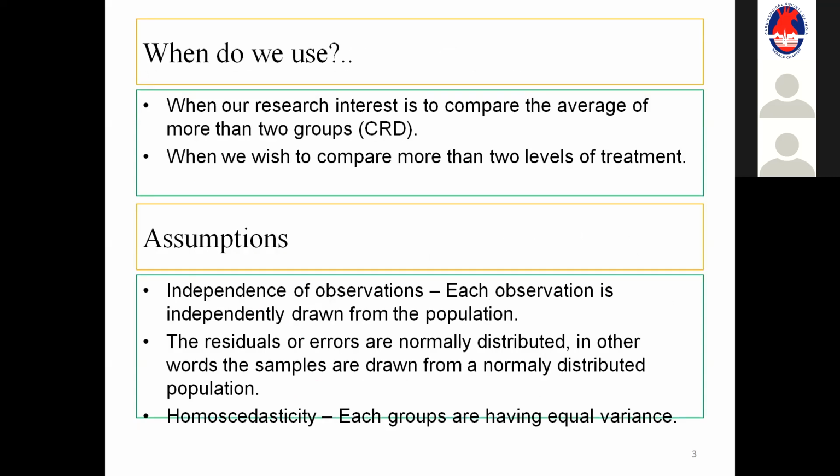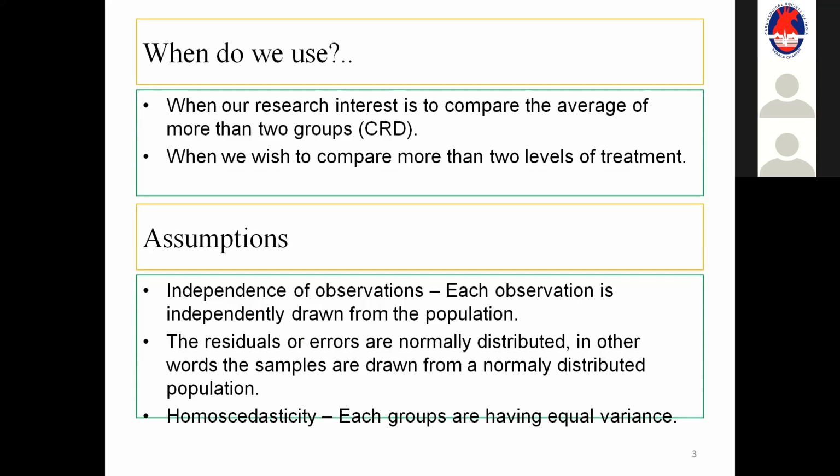So when do we use ANOVA? When our research interest is to compare the averages of more than two groups, or when we wish to compare more than two levels of a single treatment. So these are the different situations in which we use ANOVA in our data analysis.